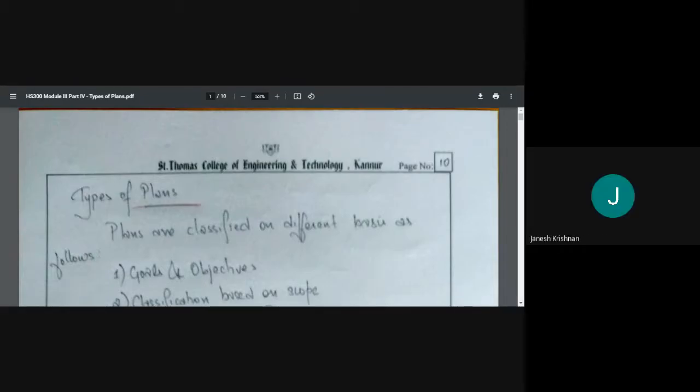What is planning? Planning means that we have an objective, we have a goal, and we are devising ways. We are deciding on a course of action so that we can reach there. Right? That's what planning is.